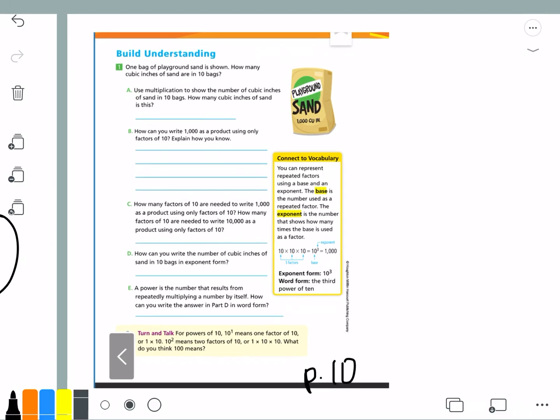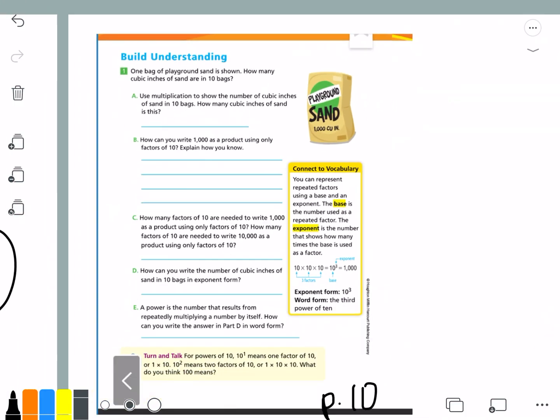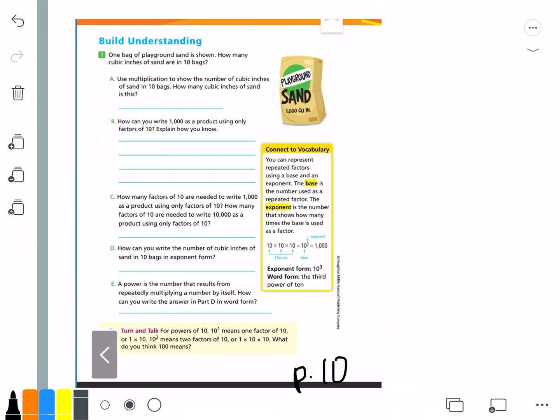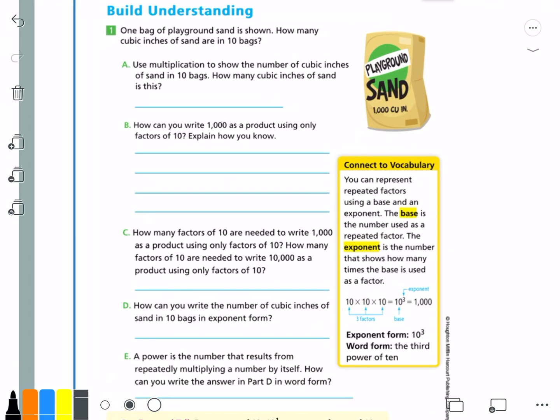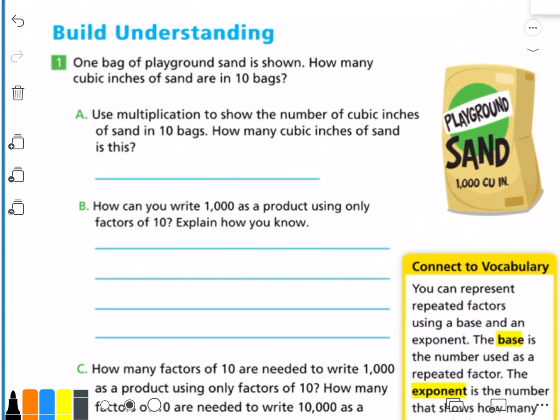But what I really want to focus on is this page 10. So I want you to turn to page 10 in your textbook. And we're going to do these problems. Well, it's really just one problem with a bunch of layers. So we're going to do this page together to build your understanding, as it says.